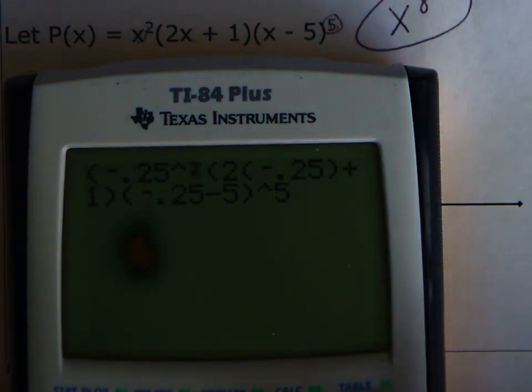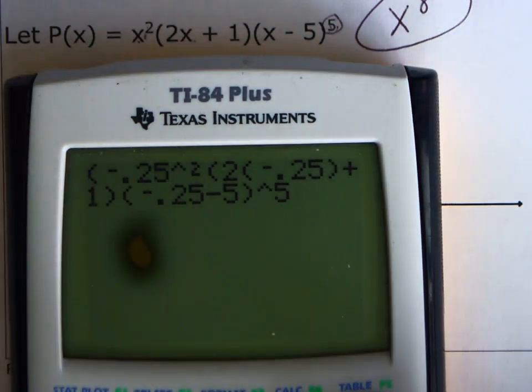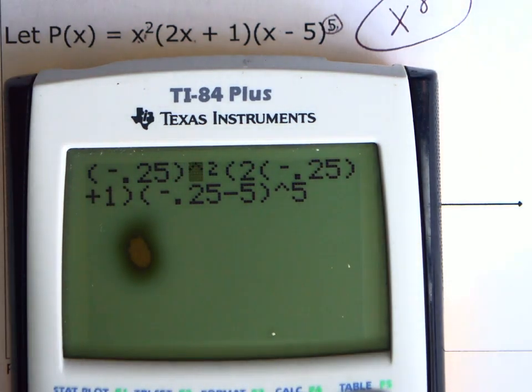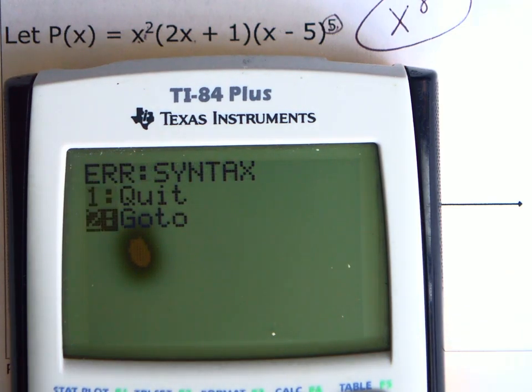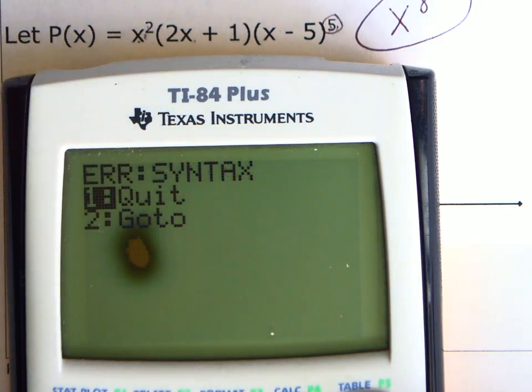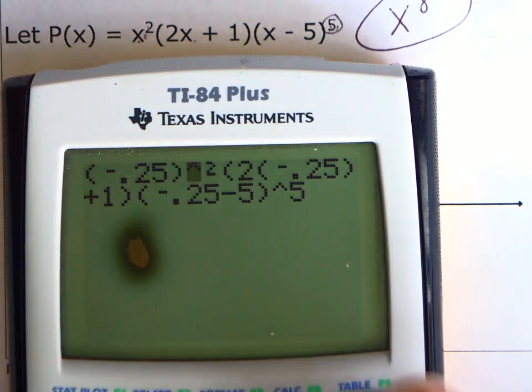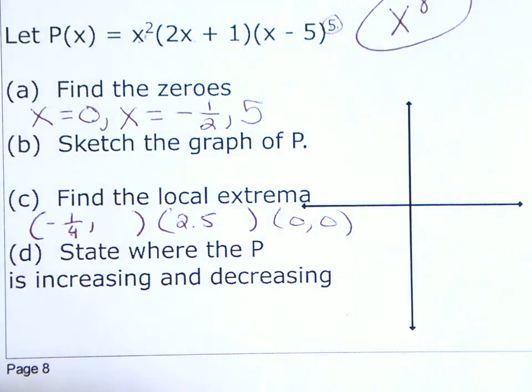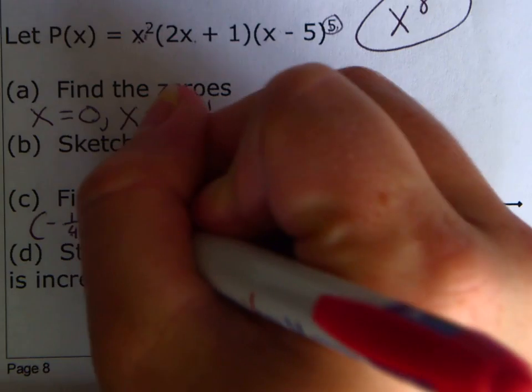Uh-oh, I did something wrong. Let's see. How many parentheses? Oh, I need to insert a parentheses. There we go. That should work now. Oh, I'm a disaster. Okay. Parentheses 2 plus 1. Open, close. Open, open, close, close, open, close. What did I do wrong? Go to, oh, delete. There we go. Negative 124.6. All right, so this is negative 124.6.